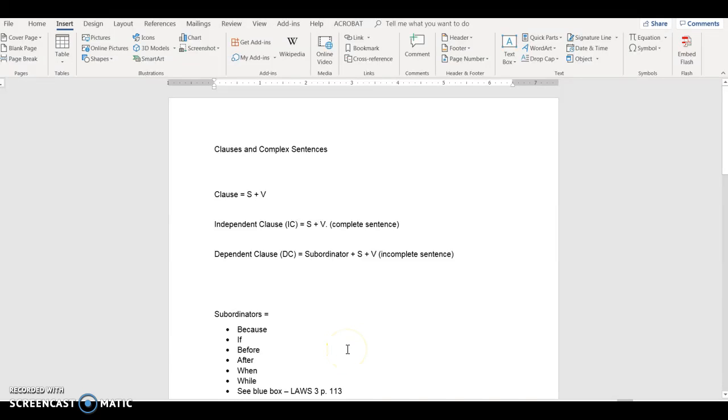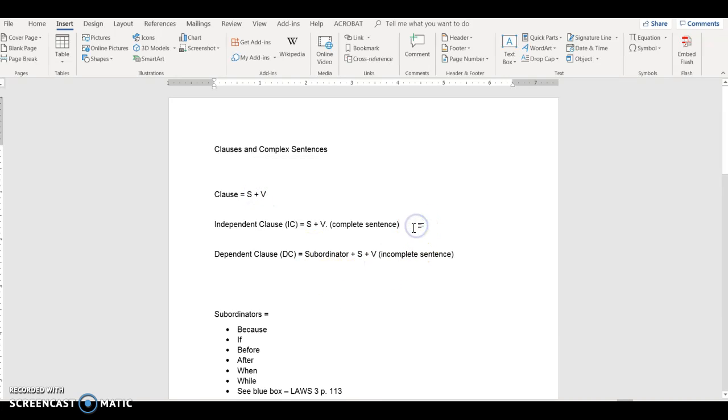Hi everyone. Today we're going to talk about complex sentences. And in order to talk about complex sentences, we first have to talk about clauses. So a clause is just a combination of a subject plus a verb.